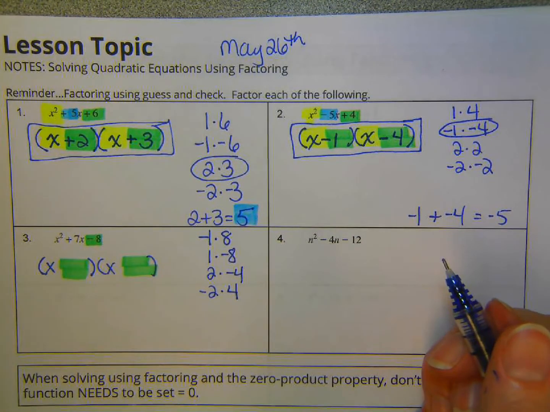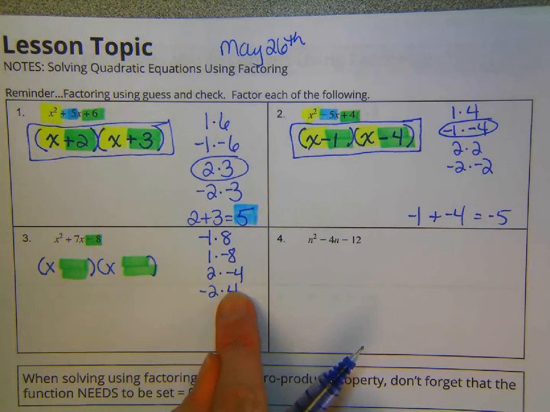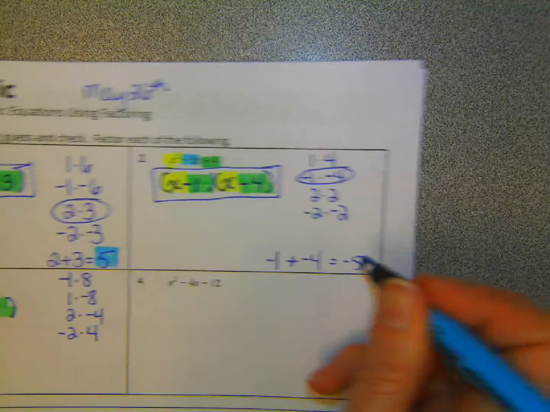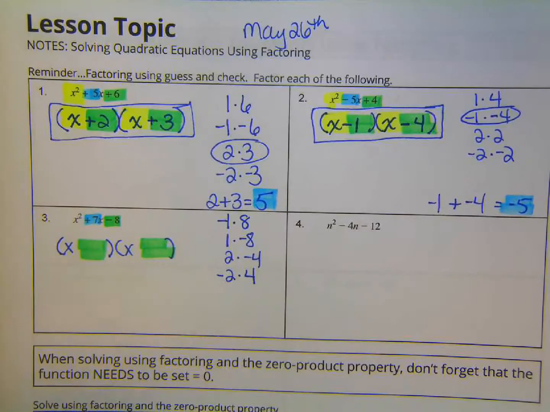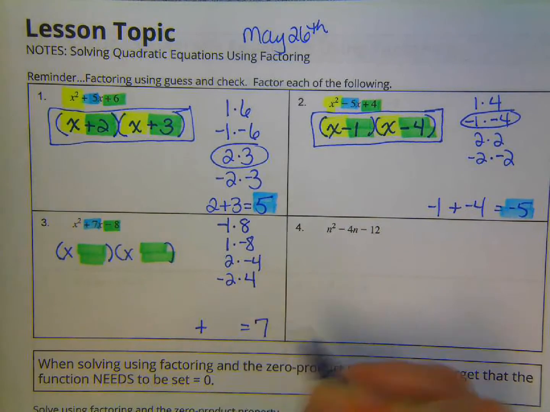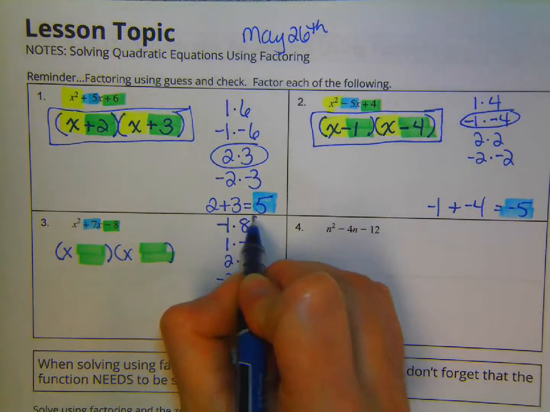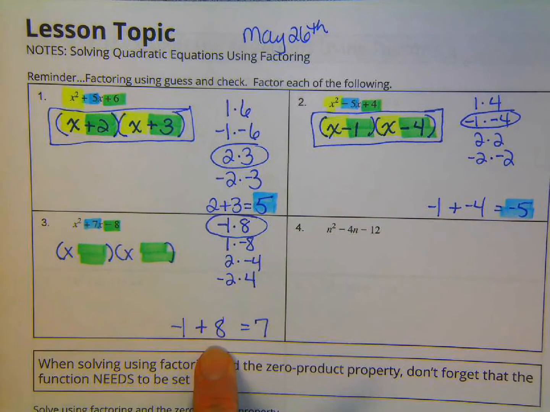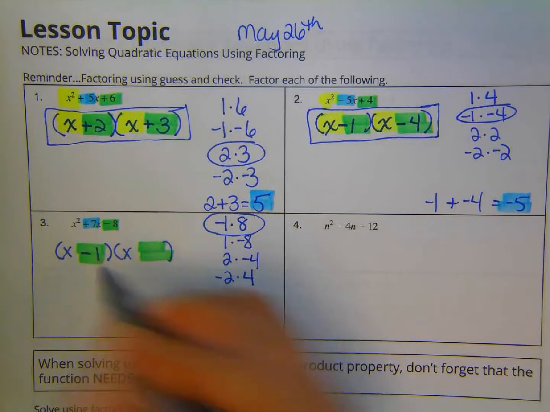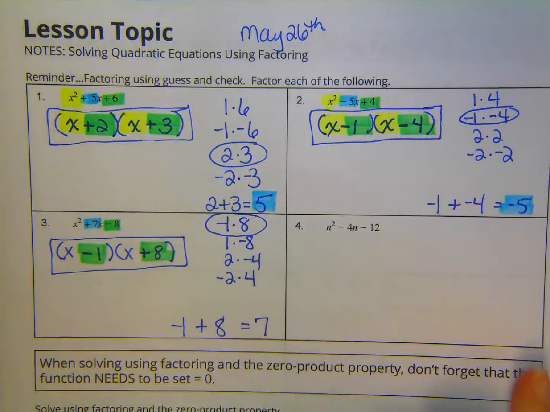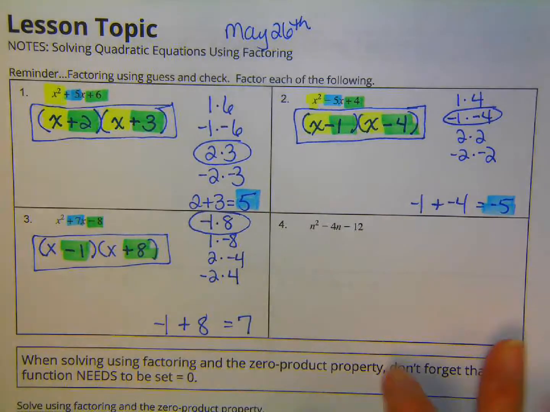And what I want to know now is, what can I add together to get 7? I should have highlighted this too so that you were knowing where that was coming from. What values can I add together to get 7? And I believe that negative 1 plus 8 gives me 7. So this would be x minus 1 and x plus 8. There is the factorization.